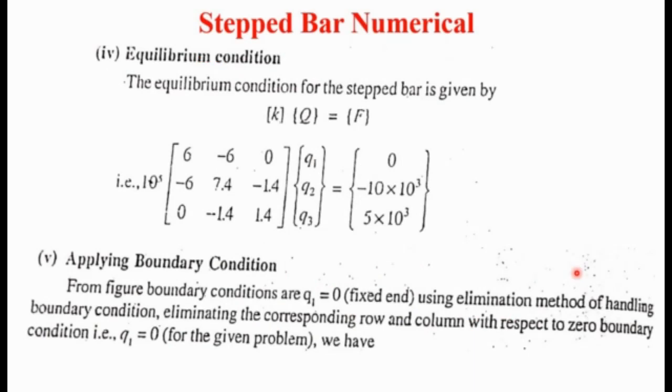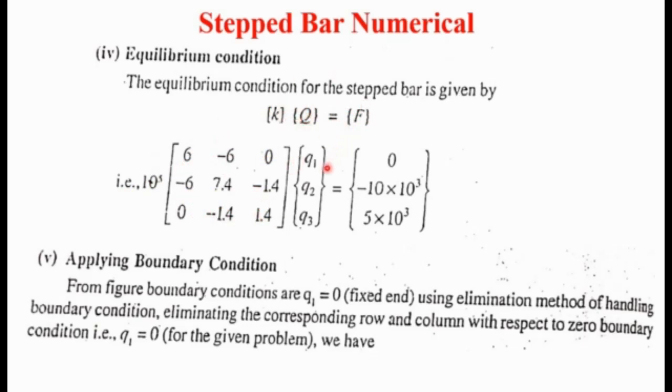The equilibrium condition for this stepped bar is K into q is equal to F. K means the global stiffness matrix, q is the displacement matrix, and F is the load vector. So this global stiffness matrix K is 10 raised to 5 times [6, minus 6, 0; minus 6, 7.4, minus 1.4; 0, minus 1.4, 1.4]. This is the K matrix.